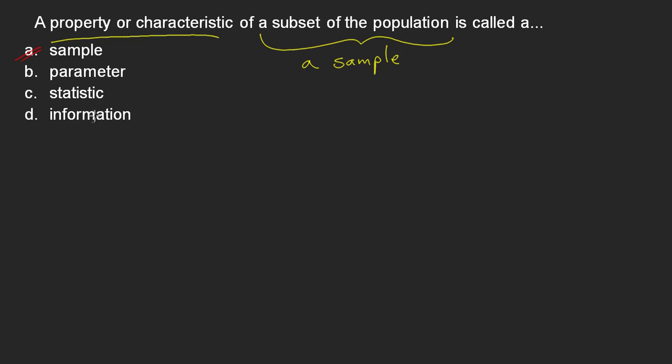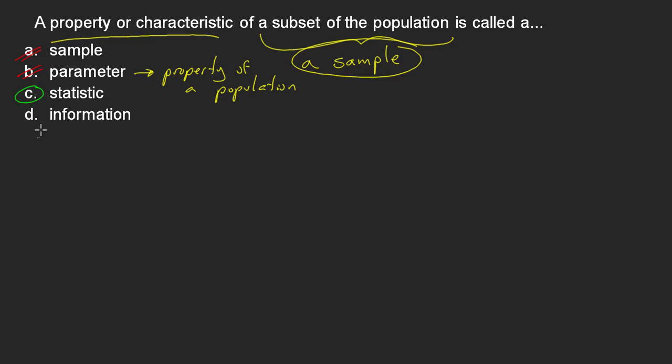B, a parameter. That is a property or a characteristic, but a parameter is a property of a population, and that's not what we're dealing with here. We're dealing with a sample. So we can rule out B as well. The answer is going to be C. A statistic is defined as being a property or a characteristic of a sample. So C is our answer here.